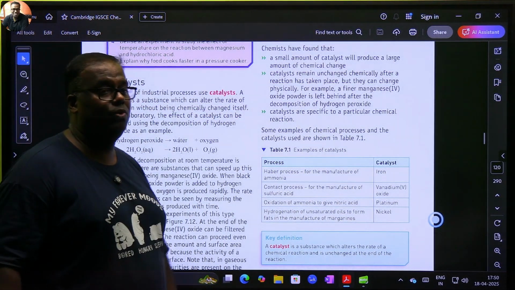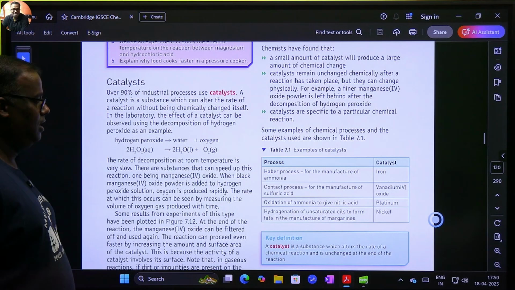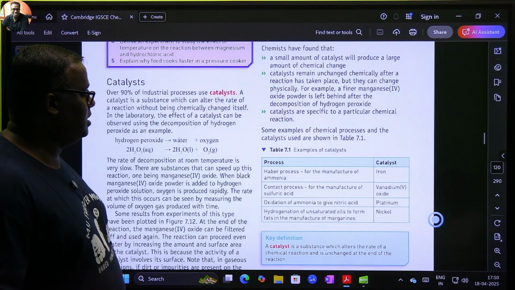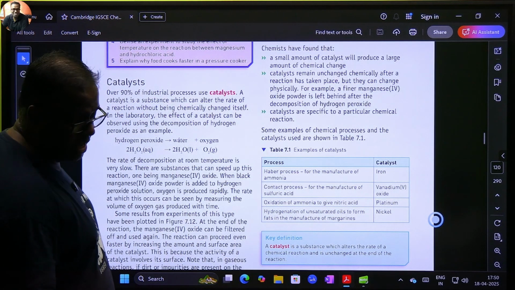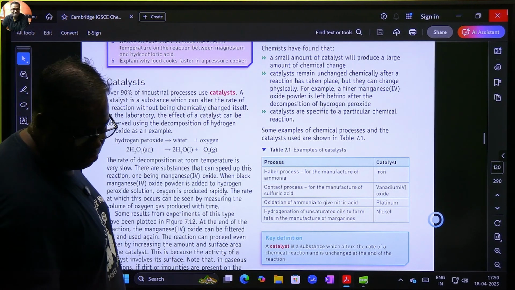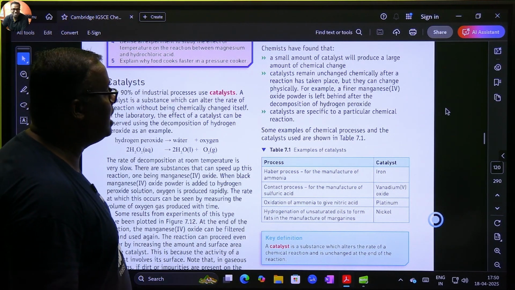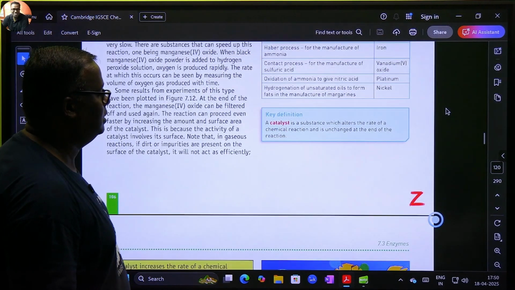Hydrogenation, addition of hydrogen. So the key definition now comes up. A catalyst is a substance which alters the rate of a chemical reaction and is unchanged at the end of the reaction. Rather than alters, you can use the word enhances the rate of the reaction.